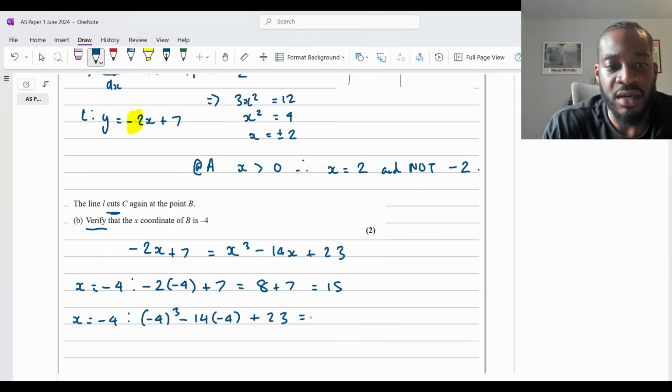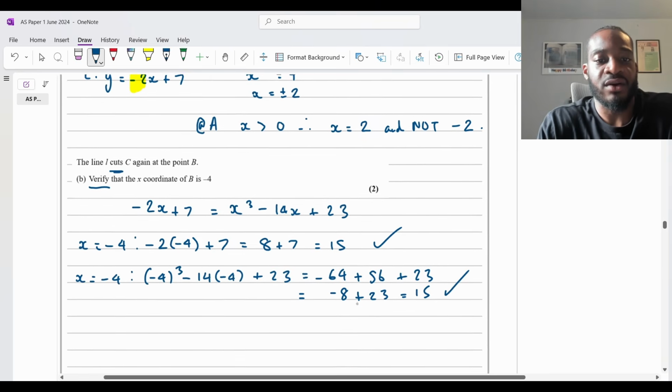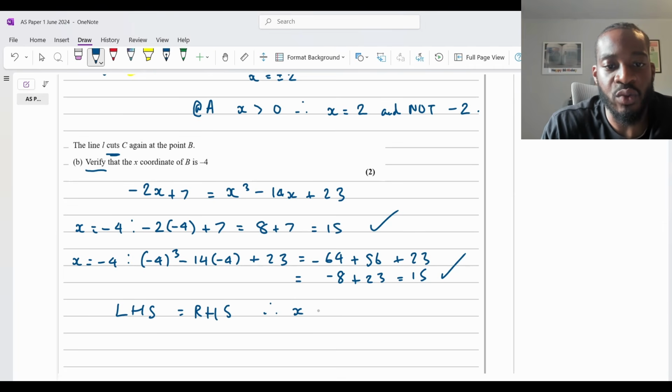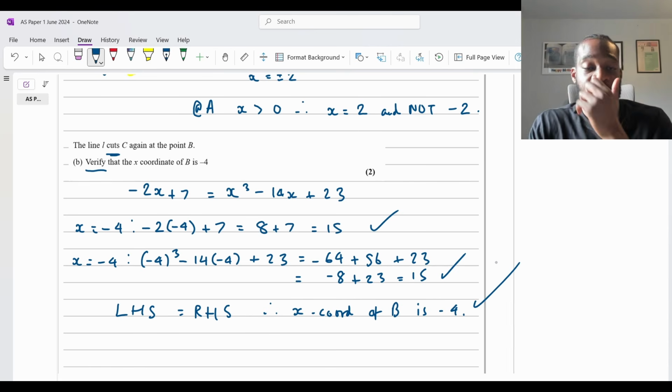So doing that, that's going to be negative 64, plus 56, and then plus 23. What's that? That is 15. Perfect. So therefore, what we can say now is that the left-hand side is equal to the right-hand side. Therefore, the x coordinate of B is minus 4. And that's it for part B.